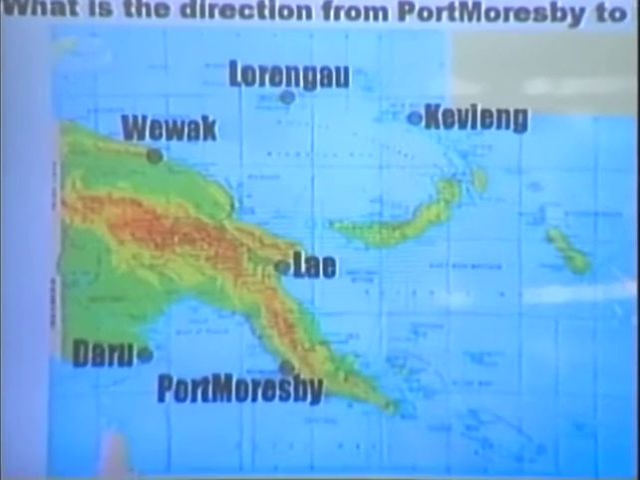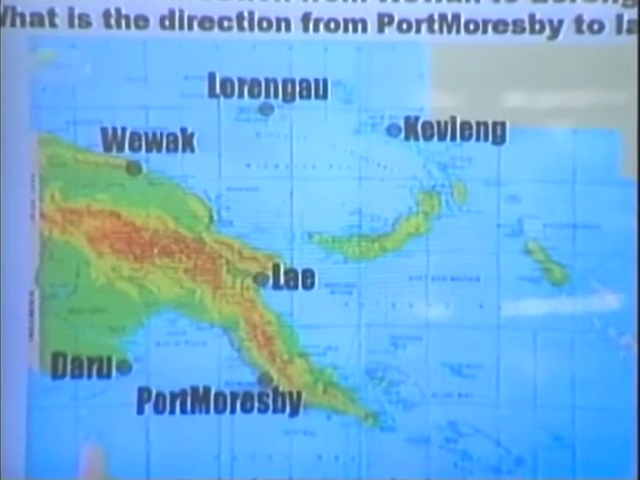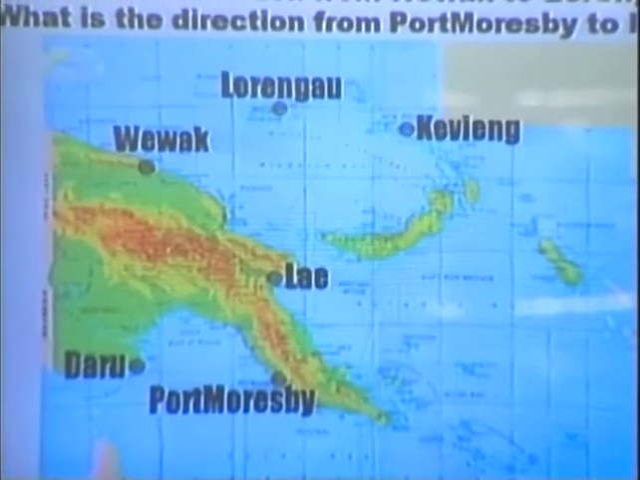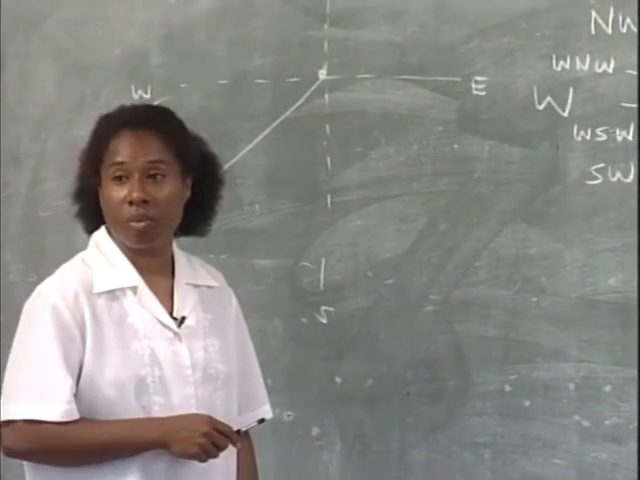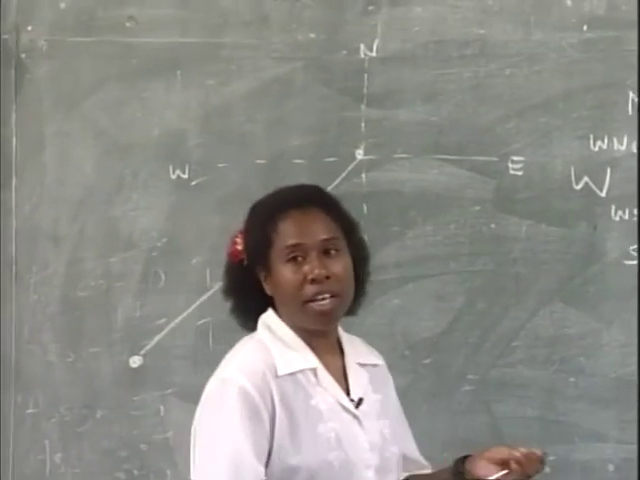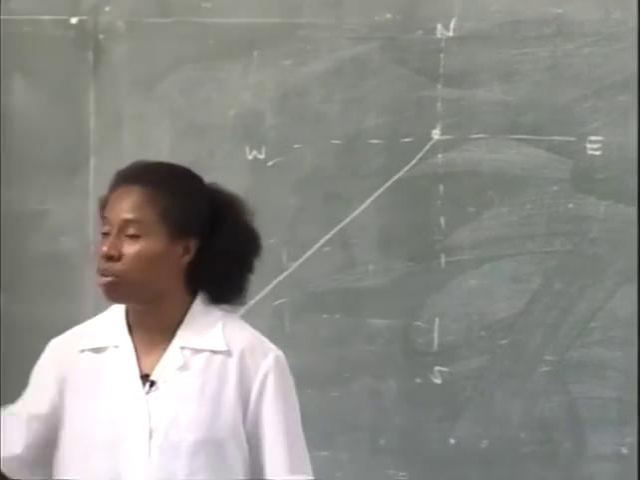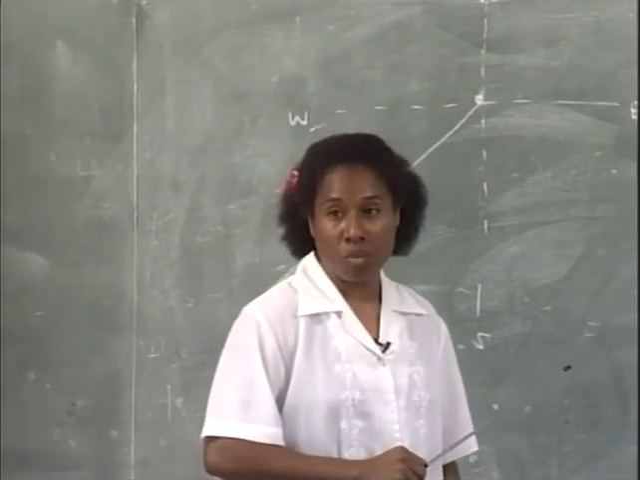No? Okay. What answer do you have for the first question? Direction from Kavieng to Daru? Our friend next to the girl who's just given the answer. What is your answer then if it is not west-southwest? Southwest. Okay, he said it is in the southwest direction. Do we agree with him that it's southwest? Okay, most students agree, and I also agree that it would be southwest. So the answer is southwest.